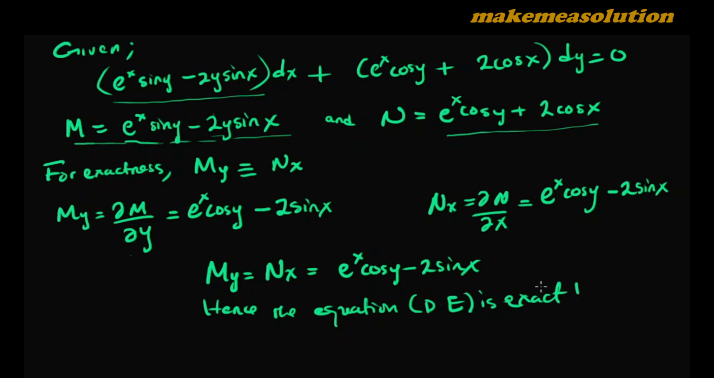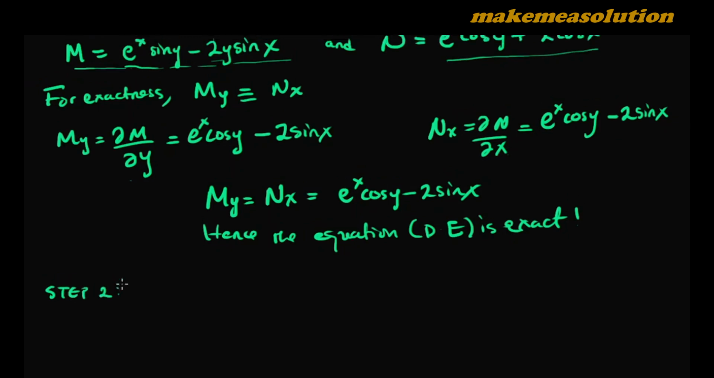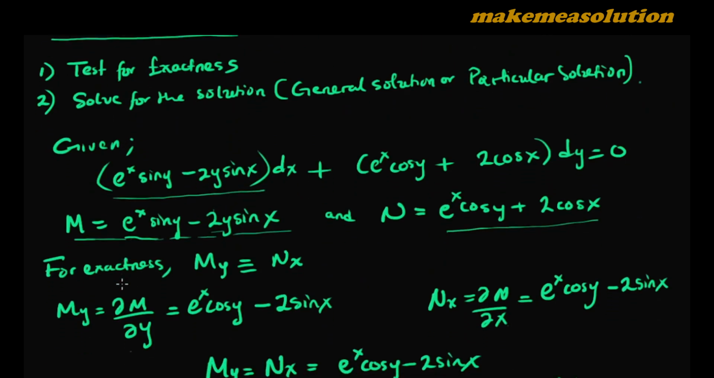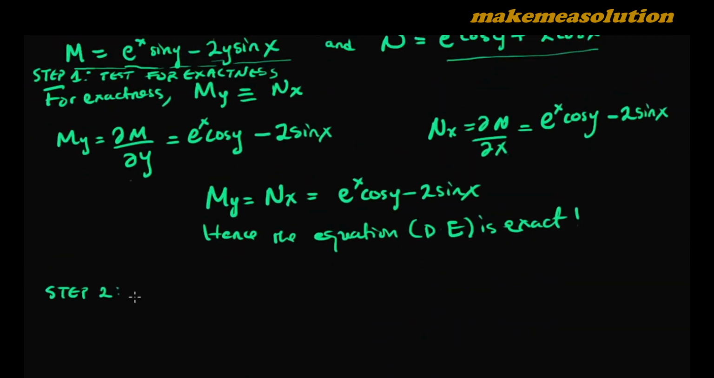So now that we have tested for exactness, the next thing, step 2. Okay, step 1 is test for exactness. So this is step 1, you want to test for exactness. Anytime you're given an exact problem, you carry out 2 steps: test for exactness, then step 2 is to solve, solve for the general solution or for the particular solution.